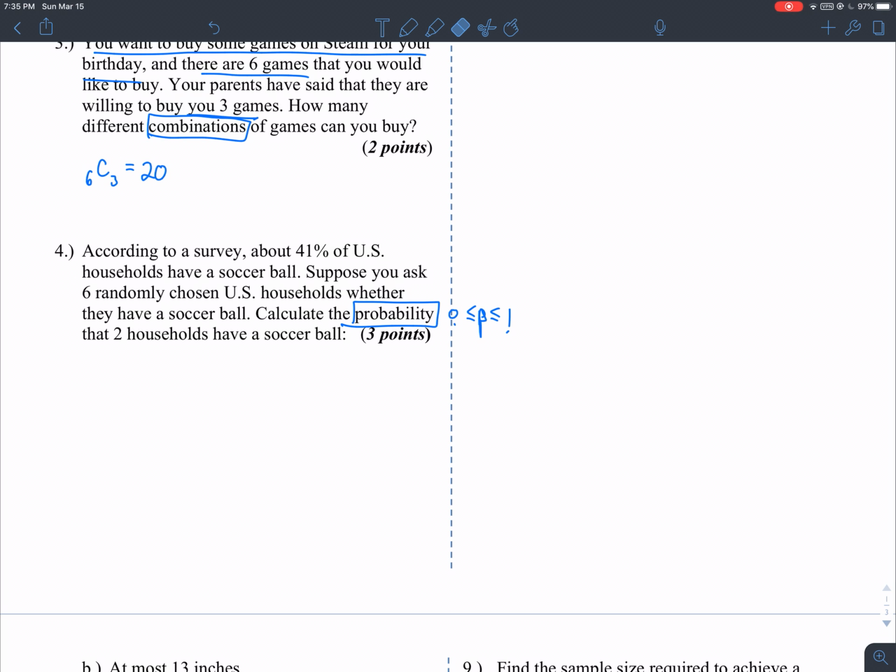And so, please, you should know immediately, if you're writing down an answer like this equals 5, you know you're wrong, because probability can't be a number bigger than 1. Many people actually did this in your quiz. Okay? So, according to a survey, about 41% of U.S. households have a soccer ball. Suppose you ask 6 randomly chosen U.S. households whether they have a soccer ball. Okay? Calculate the probability that only 2 of them have a soccer ball. Or exactly 2 of them, I should say.